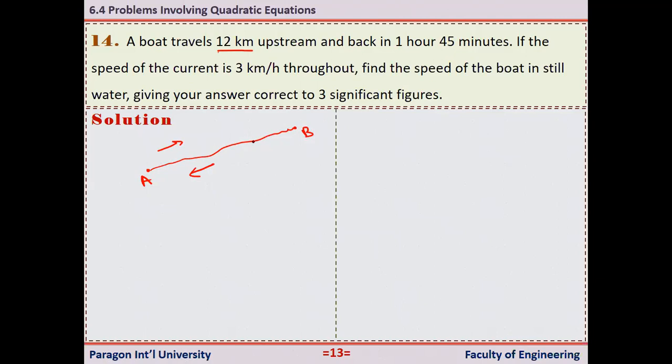When it's going upstream, it's traveling against the stream, so the speed of the current will slow down the boat. Here the current speed is 3 kilometers per hour. So if the speed of the boat in still water is, let's say, s kilometers per hour, when it is moving upstream the speed will be s minus 3 kilometers per hour.